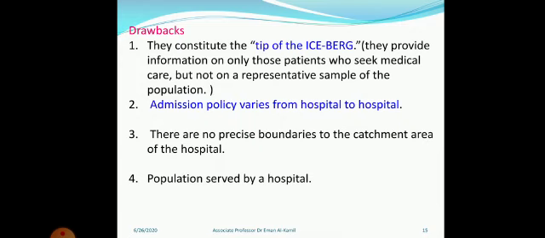Population served by hospital: there is variation in the population who are using this healthcare service or this hospital. In rural areas the people are different from the hospital population in the urban area. So the people using the healthcare services also vary from one area to another area.